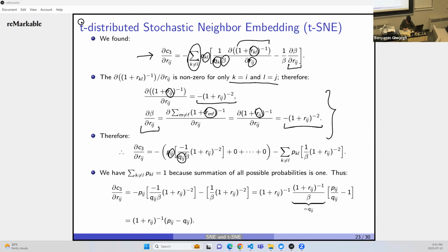This is beta here. This, we just calculated here. I'm replacing it here. And the minus also is here, right? And the other terms are 0. And also for this term, we just found that it's this. Can you tell me why the summation didn't go away for this second term?